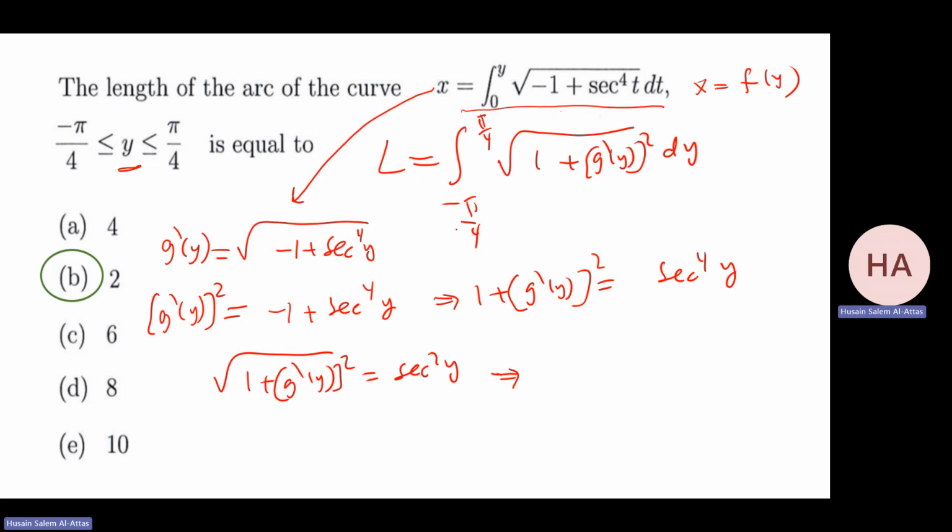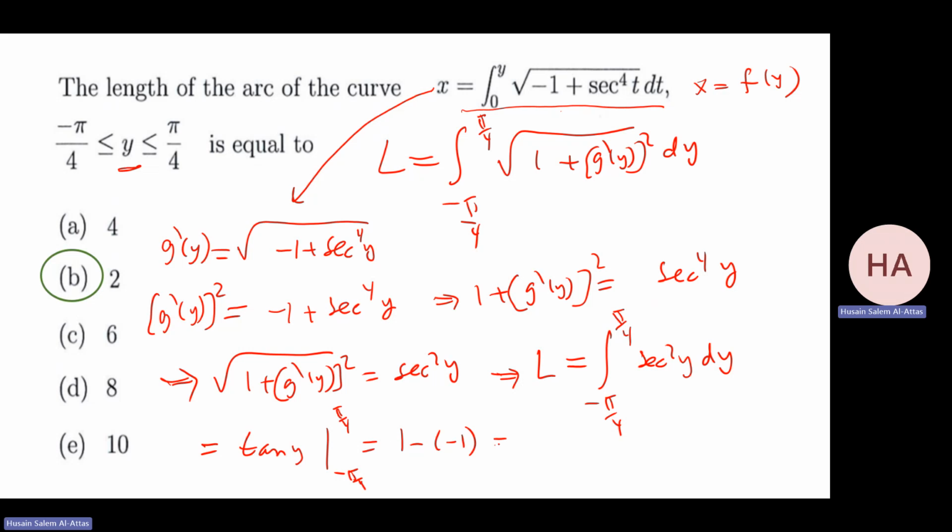So L, everything is positive, minus pi over 4. L will be the secant, I mean, this is secant square, actually. Minus pi over 4 to pi over 4 of secant square y. I know what is the integral of this. That will be tan y from minus pi over 4 to pi over 4. It will be 1 minus minus 1, which is 2, which is this one.